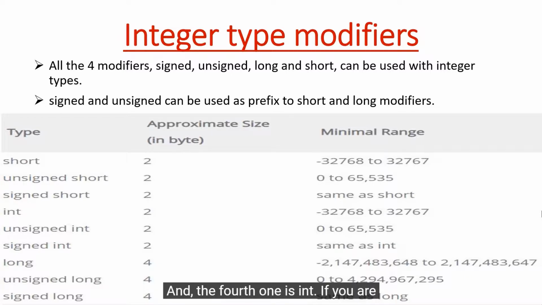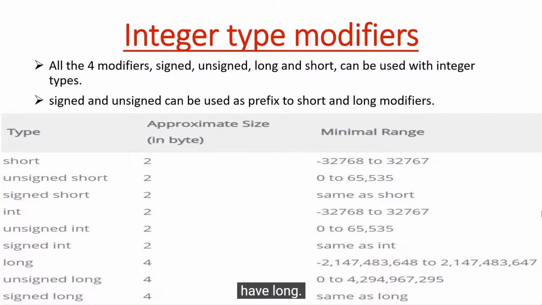And the fourth one is int. If you are running a 16-bit architecture system, then it will reserve 2 bytes of memory, and the range will be -32768 to 32767. And if you have a 32 or 64-bit architecture, then the range will be more, and it will reserve 4 bytes of memory. Then similarly we have unsigned int, where the range starts from 0. Then again signed int, which is similar to int.